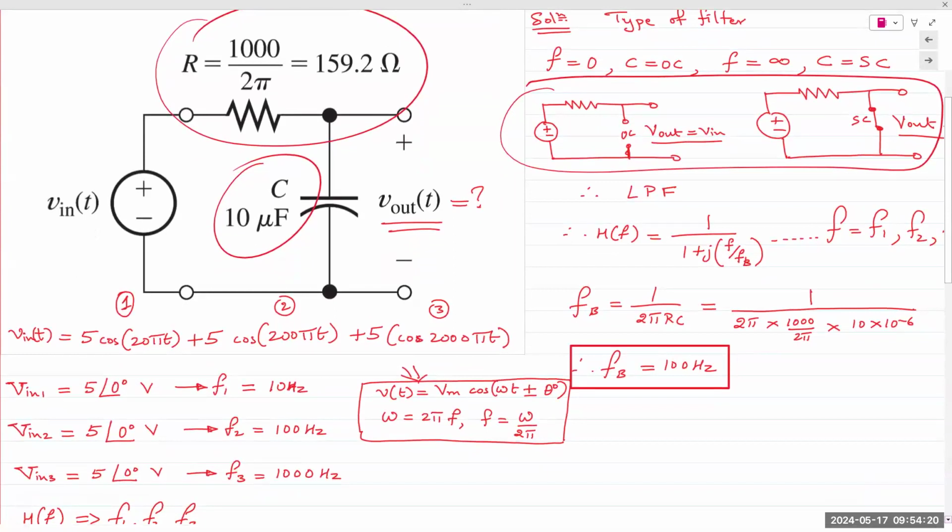Then we look at the input. Input again has 3 components. It could have 2 components. It could have hundreds of components. Doesn't really matter. In real life, of course, hundreds of thousands of components are coming in. You design your filters to block out all unwanted components and only allow the ones that you want to go through.